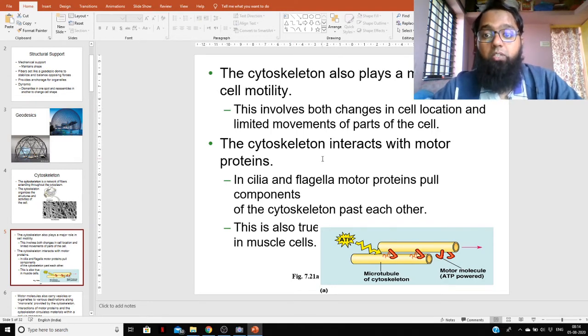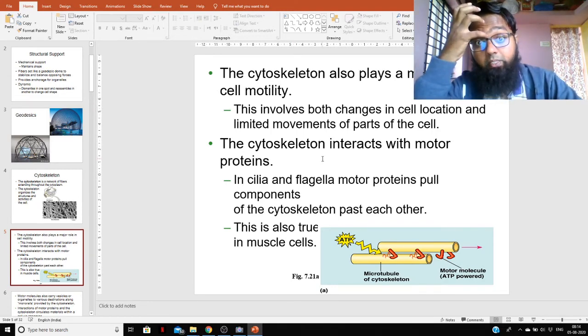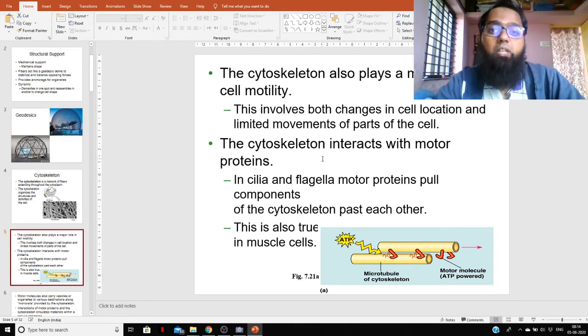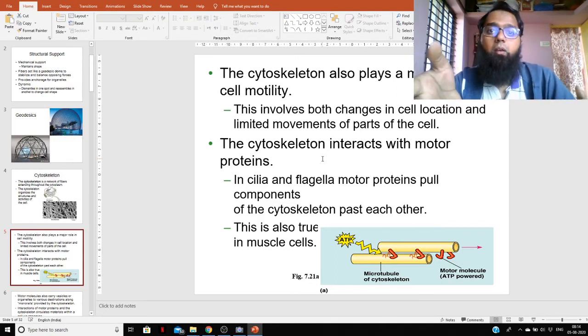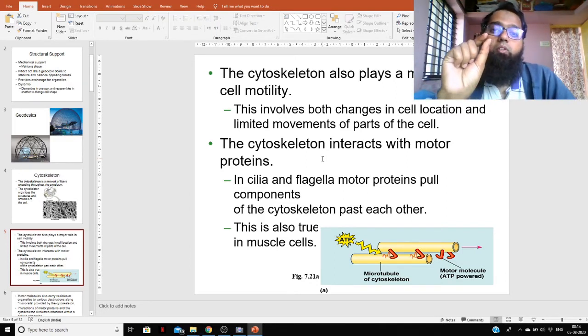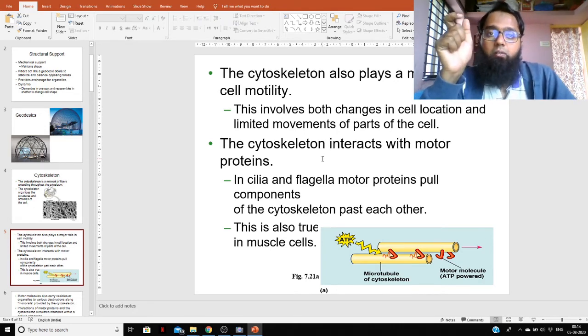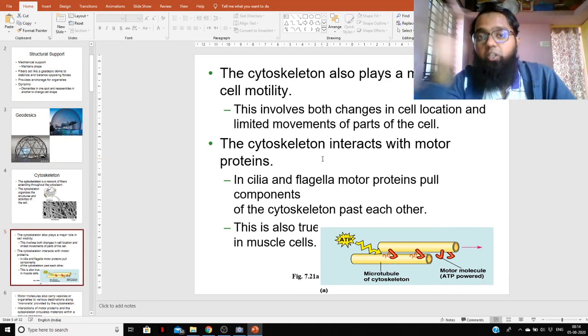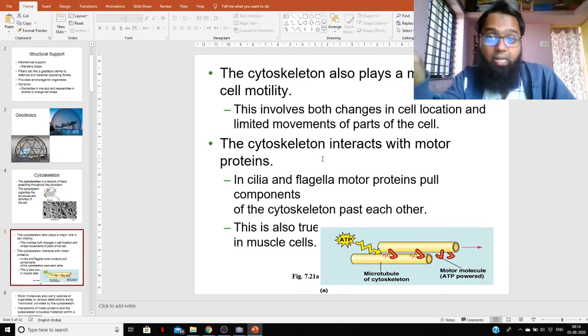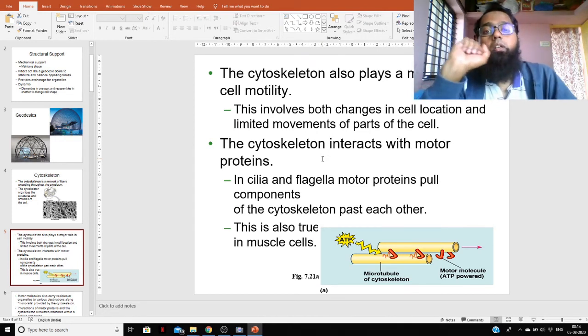Okay, next, the cytoskeleton plays a major role in cell motility. This involves both changes in cell location and limited movement of the part of the cell. Cell motility I was talking about is not movement shown by the cell as a whole, but the movements which are happening inside the cell. What movements are happening in the cell? There are different movements inside the cell, that means the transportation of materials from one part of the cell to another part of the cell. These things are happening with the help of the cytoskeleton. Now how? That we'll learn a bit later.